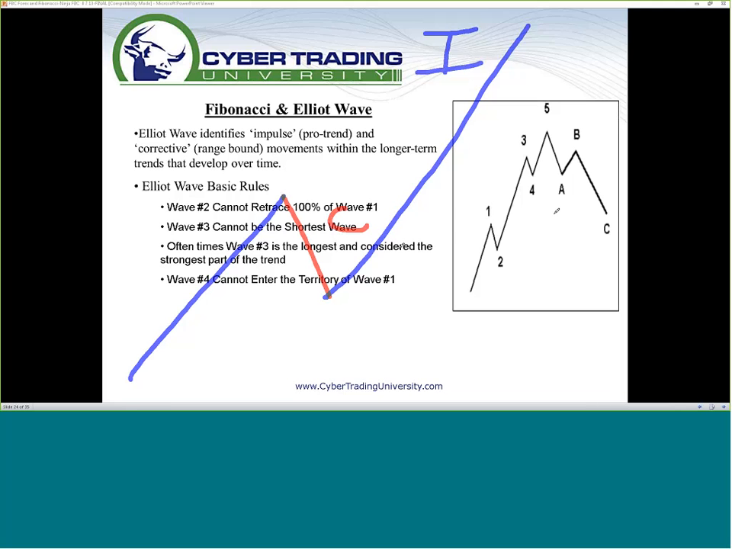Impulse moves are usually very fast. Corrective moves are usually consolidation patterns. So when you see the market consolidating, a lot of times it's pulling back and consolidating. It's retracing, consolidating.